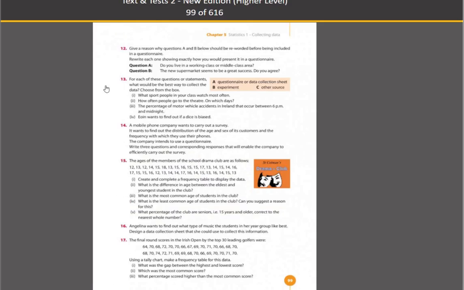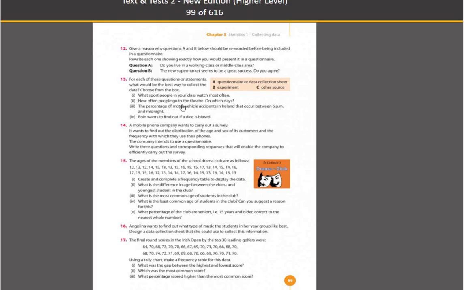For each of these questions or statements, what would be the best way to collect the data? Choose from the box: questionnaire or data collection sheet, experiment, or some other source. So what's the correct best way to collect the information? What sport people in your class watch most often? Well, probably a questionnaire, or a data collection sheet to tick the box. That's probably the handiest there.